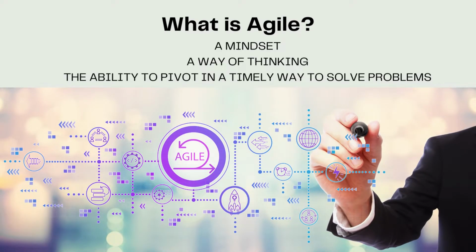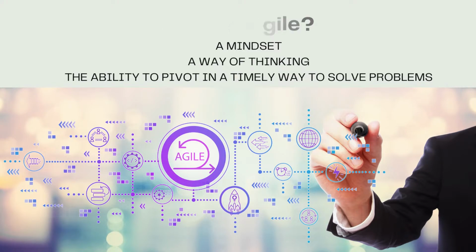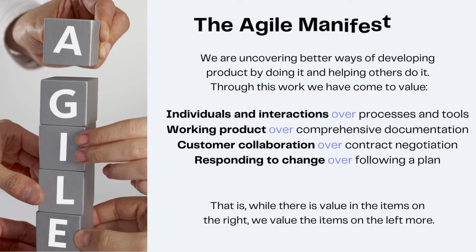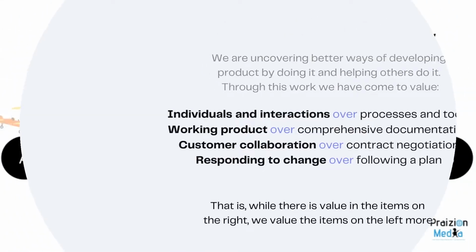Now, the next type of project is Agile. But what is Agile? Agile is a mindset. It's a way of thinking. It's the ability to pivot in a timely way to solve problems. This is based on the Agile Manifesto, and you can read more at agilemanifesto.org. But the main thing here is we value individuals and interactions over processes and tools. It's a mindset that values the customer highly.